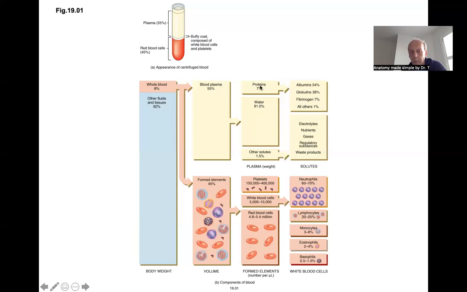Other than water and proteins, we know that there are other solids that are also found within plasma. There are electrolytes, which are practically matching the composition of the body. Blood cannot have excessively more or excessively less potassium or sodium. It has to be something that's compatible with both intra and extracellular fluid compartments. It carries various amounts of nutrients.